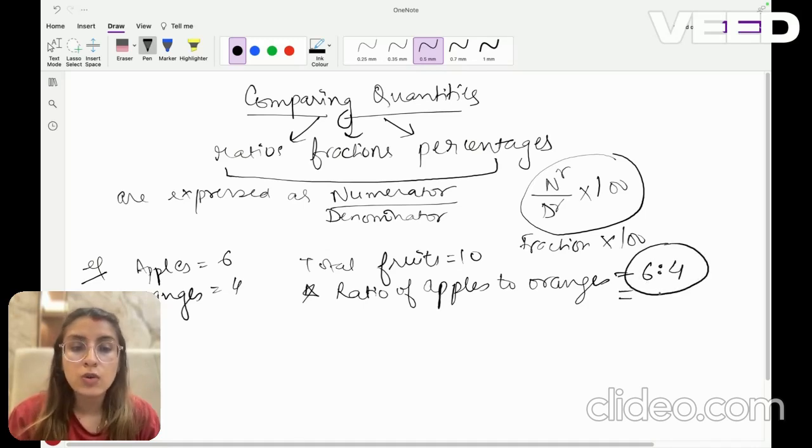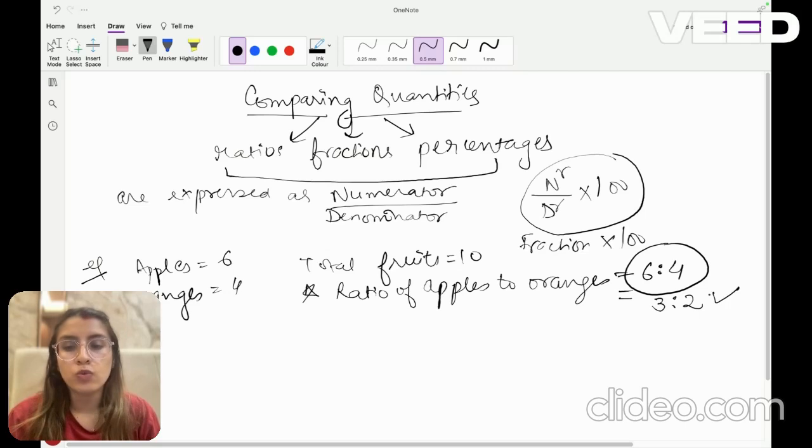We can reduce it, we can cut it by 2. 2 threes are 6, 2 twos are 4, right? So the ratio will become 3:2. Similarly, this ratio can be written in the form of numerator upon denominator, which is 3/2, right?